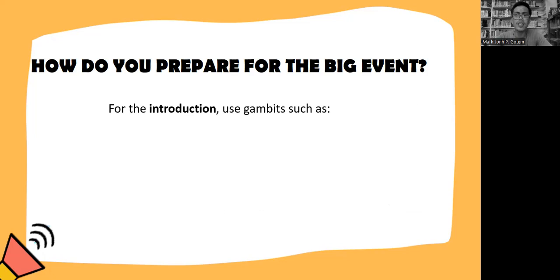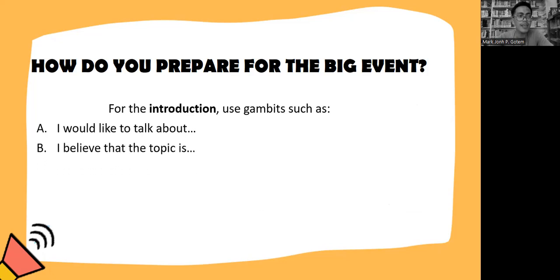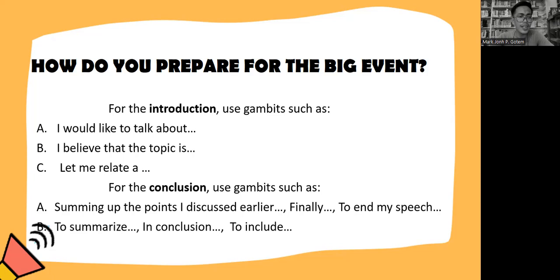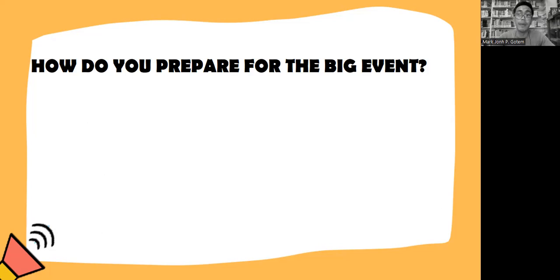Next, for the introduction, use gambits such as: I would like to talk about stress management. I believe that the topic is very relevant, and let me relate a story about this and that. And for the conclusion, use gambits such as summing up the points I discussed earlier, and finally, to end my speech, to summarize, in conclusion, to include. These gambits are helpful for preparation for the big event.